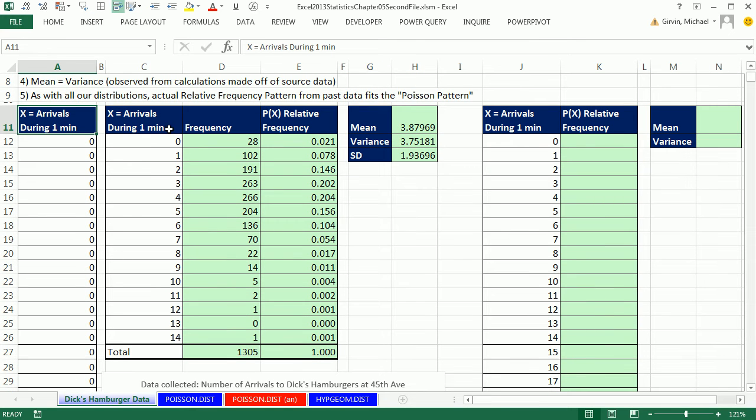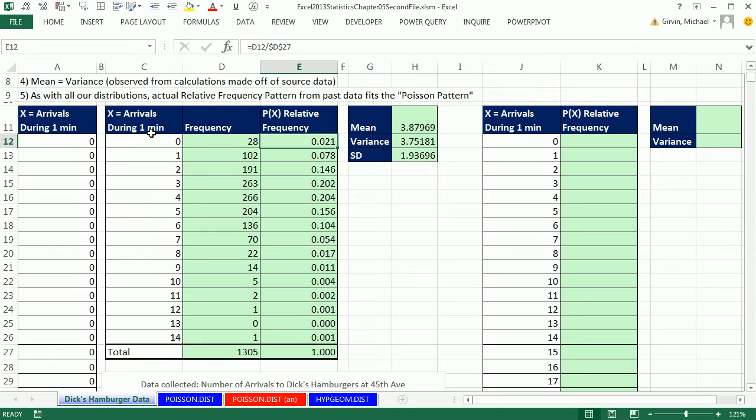Then we built a frequency distribution. Here was our X, random discrete variable from 0 to 14. We did COUNTIFS. We got our count, we got our total, and we calculated relative frequency. This was our probability distribution, and from this we could calculate probabilities.